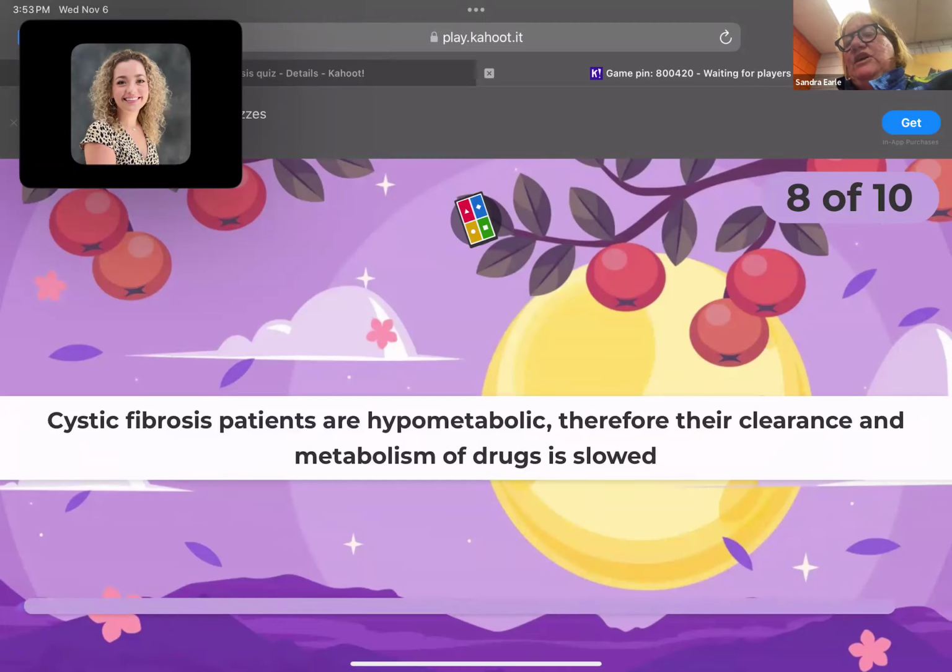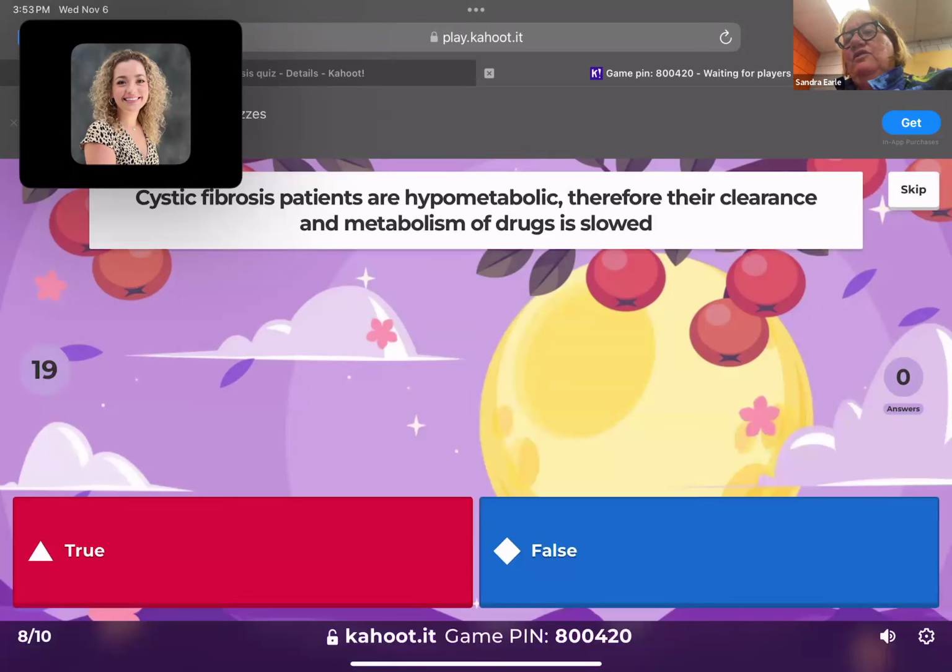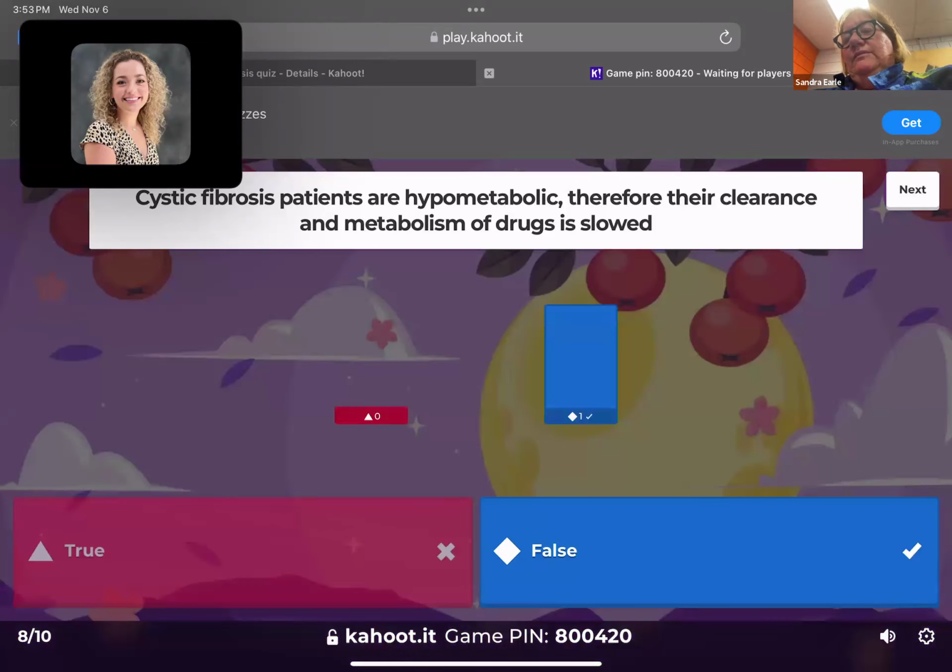Cystic fibrosis patients are hypometabolic, therefore their clearance and metabolism of drugs is slow. It's actually the opposite, isn't it? This is false. It's the other way. They are hypermetabolic, and therefore their clearance and metabolism of drugs is quickened. So we often have to give higher doses and give them more frequently.